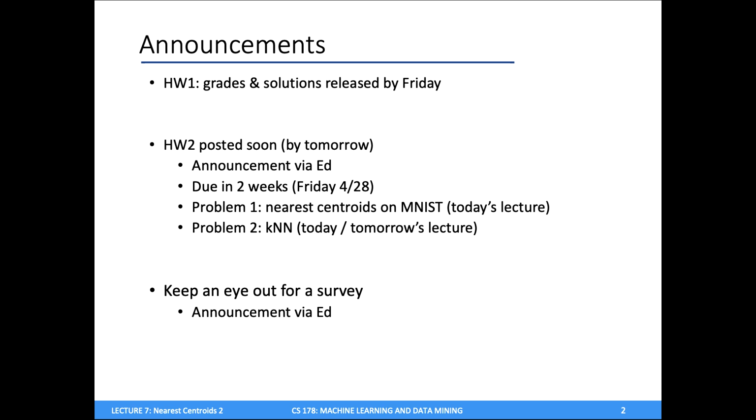It'll be similar in length to the first homework, probably 3 problems, roughly the same difficulty. In the first problem, you'll be implementing the nearest centroids classifier on the MNIST dataset. We covered nearest centroids last time, and we'll see some more details today, and we'll be talking about the MNIST dataset in particular. In the second problem, you'll be implementing the k-nearest neighbors algorithm, which we'll cover today and throughout tomorrow's lecture as well. So that's a little bit of a preview of the homework problems.